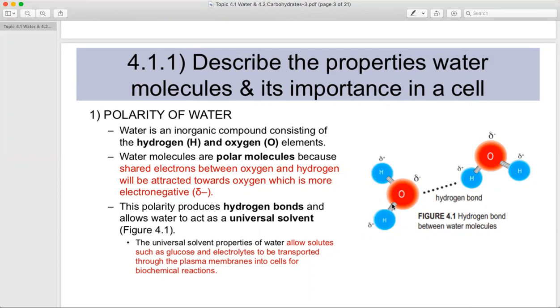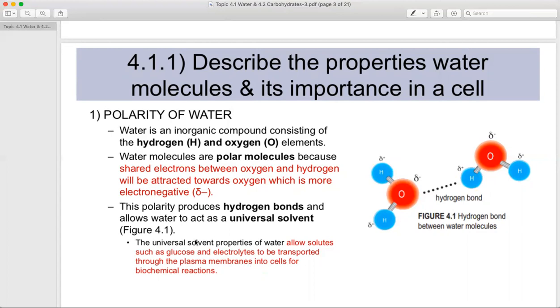So the hydrogen will be attracted toward oxygen, meaning that the hydrogen atom here will be attracted because of the electronegative charge here. Okay, so this create a bonding known as hydrogen bonds, which allow the water to act as universal solvent. Universal solvent ni maksudnya pelarut universal, dia boleh melarutkan banyak bahan.